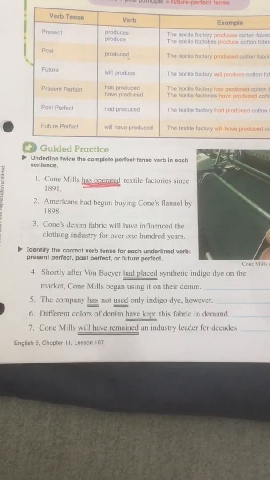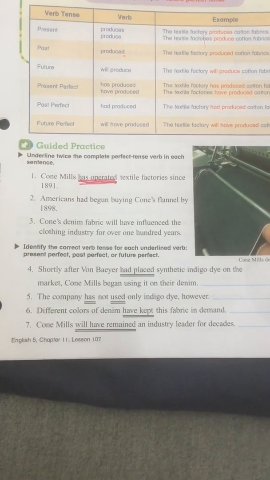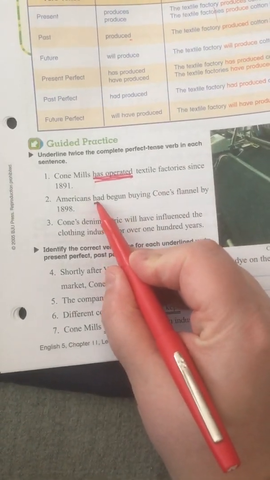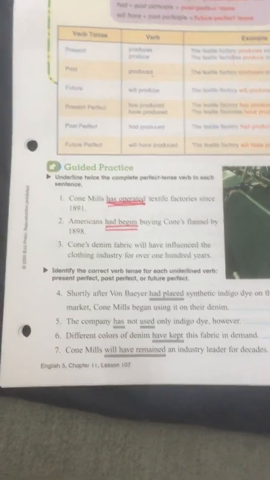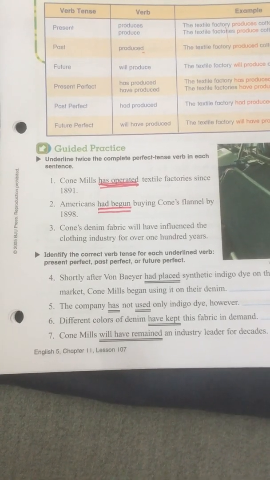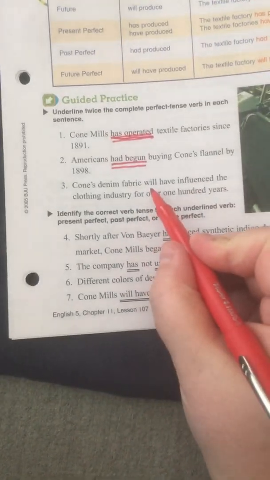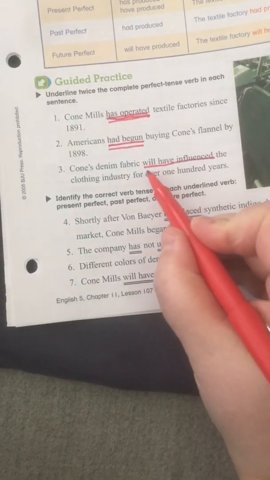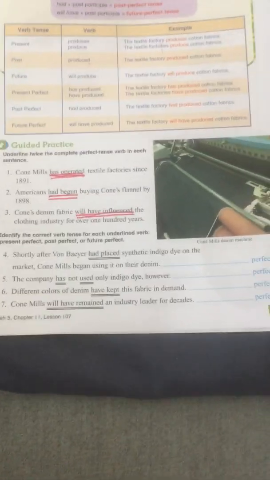Number 2, Americans had begun buying Cone's flannel by 1898. Do you see our helping verb and the verb that goes with it? Had what? Had begun. Remember, begun is one of those irregular past tense verbs. Number 3, Cone's denim fabric will have influenced the clothing industry for over 100 years. Where are our helping verbs? Will have right here, and influenced, the past tense verb that goes with it. So we underline it. Remember, we underline verbs 2 times, so that's what we did, two underlines.